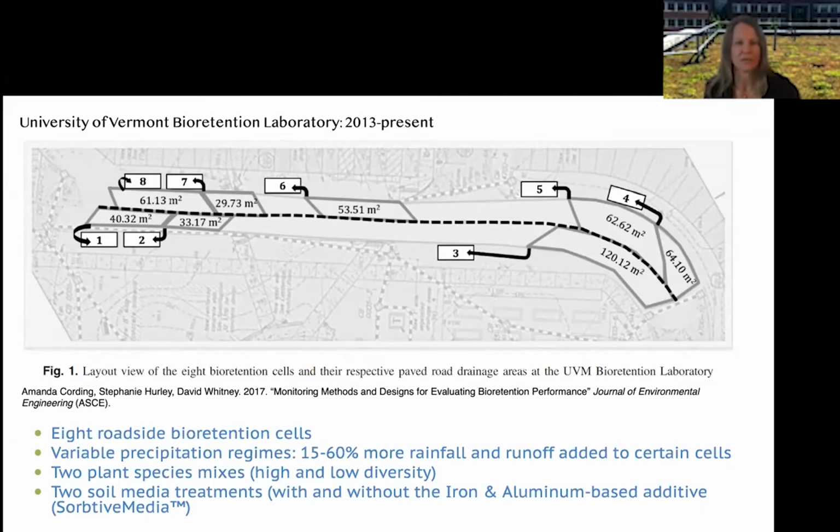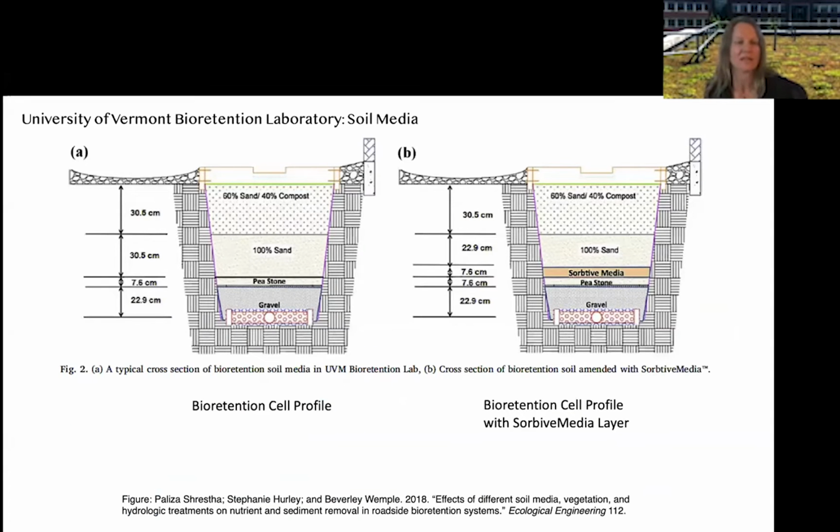it via biofiltration, bioretention. So looking at these same cells in cross-section, these profile views, on the left side in image A, you see the typical bioretention cell where we have in the upper layer about a foot of 60% sand and 40% compost. And then what I'll call a pure sand layer for another foot, followed by 3 inches of pea stone, small diameter, and then larger diameter gravel and an underdrain.